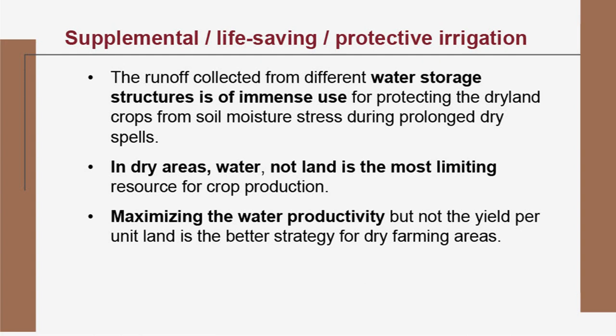Now, supplemental or life-saving or protective irrigation. The runoff collected from different water storage structures is of immense value for protecting the dryland crops from soil moisture stress during prolonged dry spells. In dry areas, water, not land, is the most limiting. Maximizing the water productivity is very, very necessary. Here we want to get more crop per drop of water. So whenever we have water stored in structures, we should use it judiciously and quite efficiently so that we get higher production, and total production is also higher.